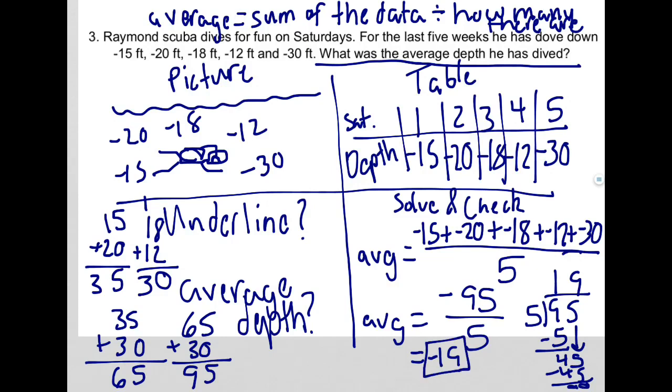Which, if I look at my table, lowest number is negative 30, my biggest number is negative 12, and negative 19 falls in between those two numbers. So negative 19 is reasonable.